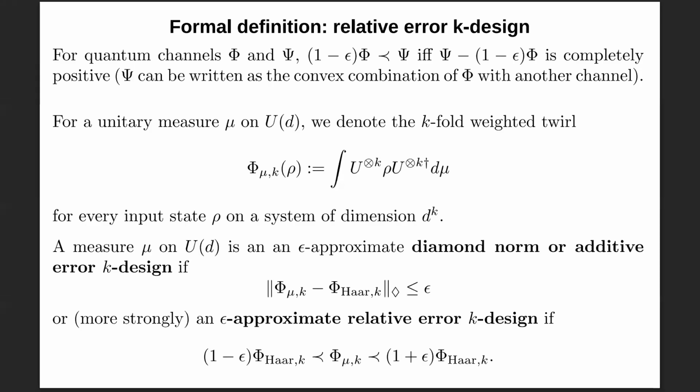So we call a measure a design in two different senses. We have diamond norm, or additive error k designs, as they're called in the literature, which simply says that for some epsilon approximation, the k-fold twirl is close to the Haar twirl in the diamond norm. And we would call its distribution an epsilon approximate relative error k design if it is comparable in both directions with some epsilon factor to the Haar or uniform twirl as well.